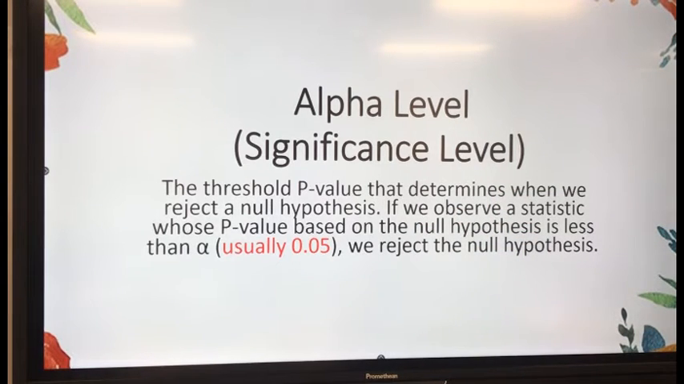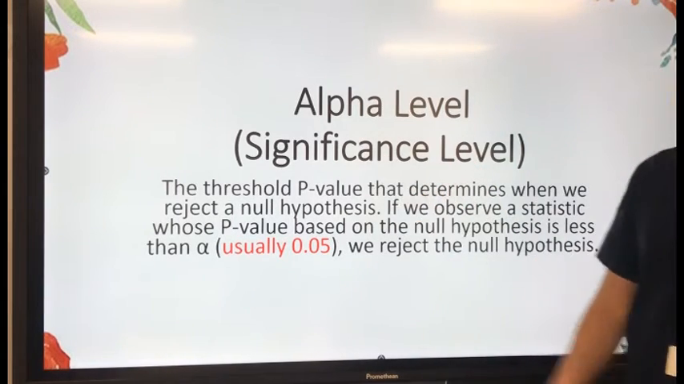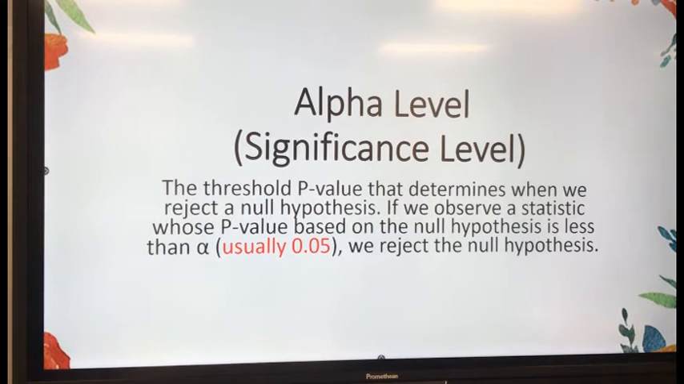The alpha level, or significance level, is the threshold p-value that determines when we reject a null hypothesis. If we observe a statistic whose p-value based on the null hypothesis is less than that alpha, usually 0.05, we reject the null. So before we've just been talking about it, now it actually has a term. It's called the alpha level or the significance level.